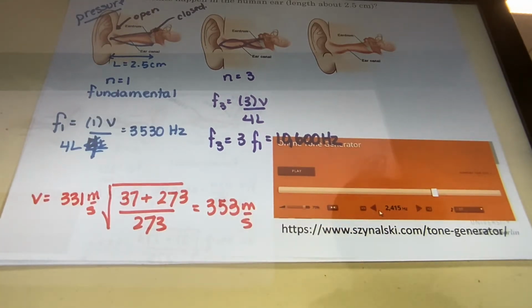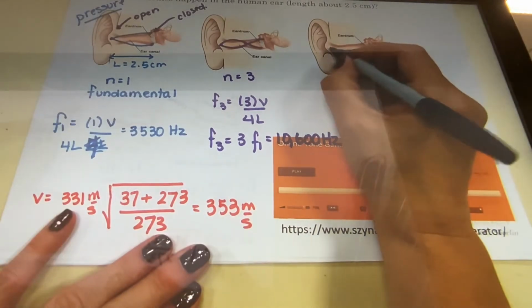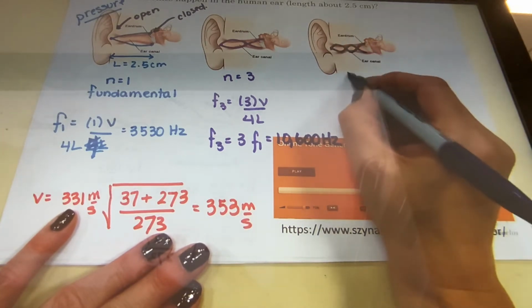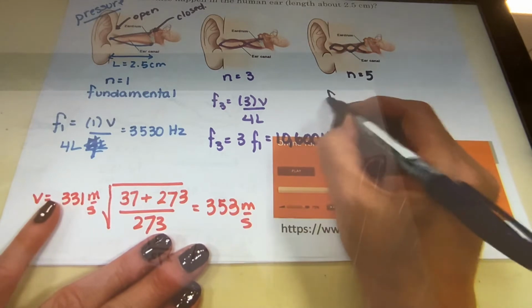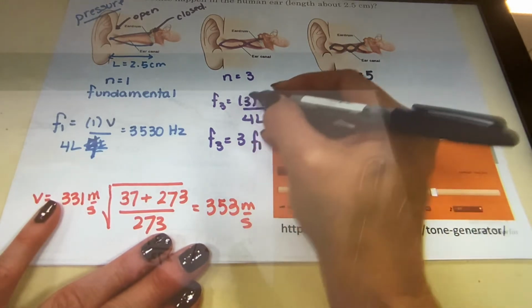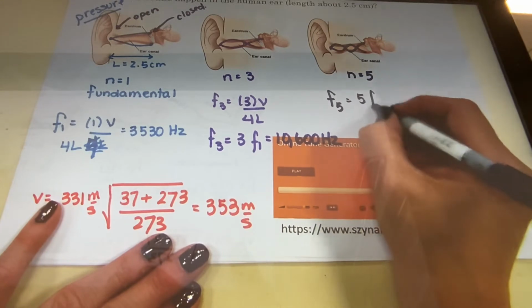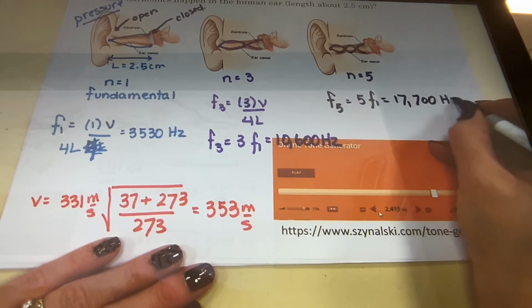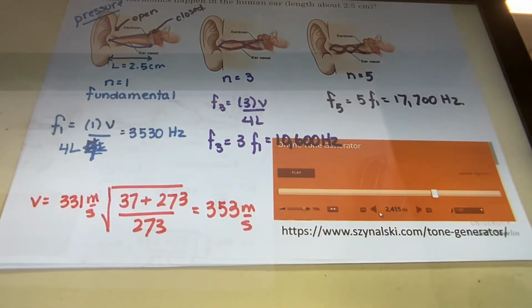Let's go one higher. Let's try out n equals 5. So n equals 5, a little harder to draw. Something like that. F5 will either be 5V over 4L or 5 times F1. And we should get 17,700 hertz. And I'm rounding here to 3 sig figs because why not? Any higher than this, if we went to n equals 7, we would get something higher than 20,000, and an average human wouldn't hear that. So we're going to stop with the n equals 5 mode.